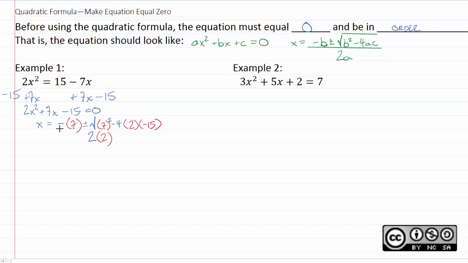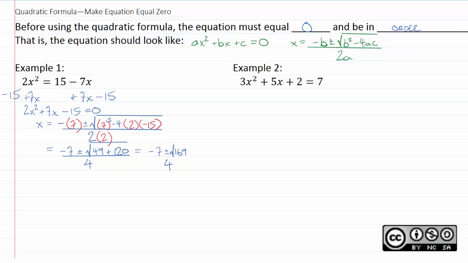And then from here on out, as with the last section, this is really just a matter of simplifying. We're just going to clean everything up until it looks as nice as it can. Well, the negative of 7 is obviously negative 7. We're going to do plus or minus. 7 squared is obviously 49. Negative 4 times 2 times negative 15 all works out to positive 120. We're going to divide by 4. Again, make sure your fraction bar covers the entirety of the top. It is a different answer if you don't do that. We'll have negative 7 plus or minus the square root of 169 over 4.